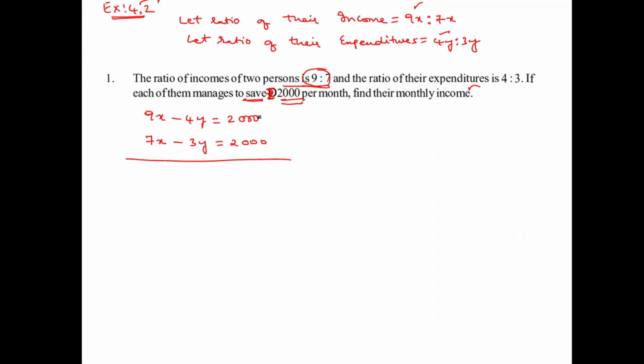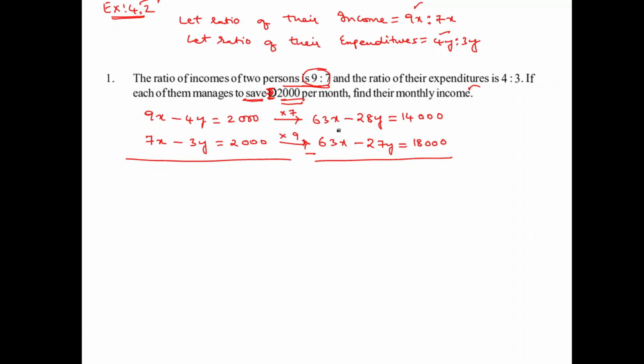To solve these equations, I'll multiply this equation by 7. So when I do that, I'll get 63x minus 28y equal to 14,000. Hope it is clear to everyone, right? Now similarly, I'll multiply this equation by 9, so that I'll get 63x minus 63y... 63x minus 9 times 7y is equal to 18,000. Hope this is clear to everyone, right?